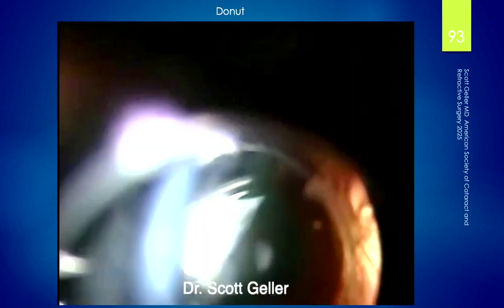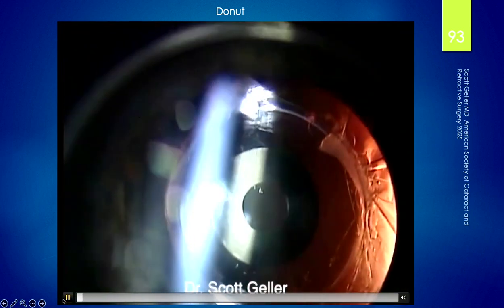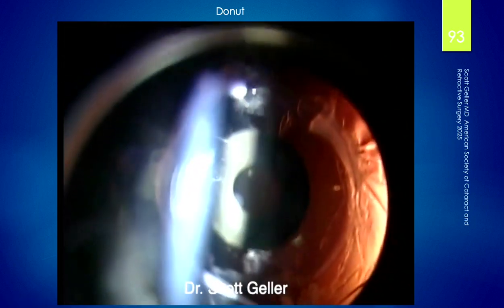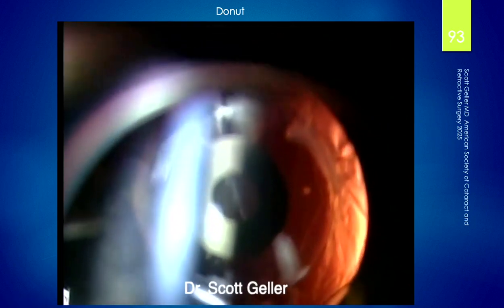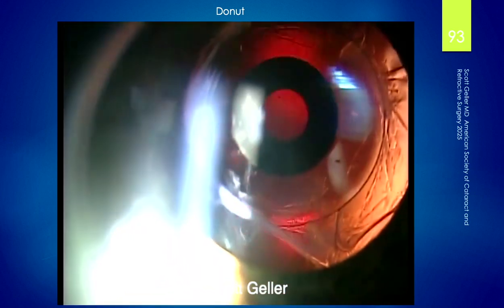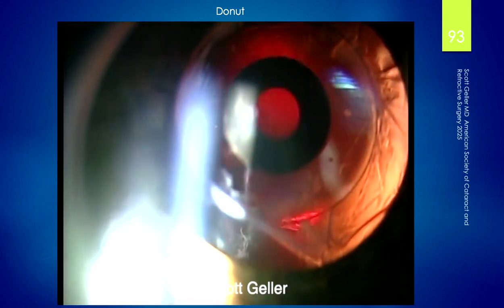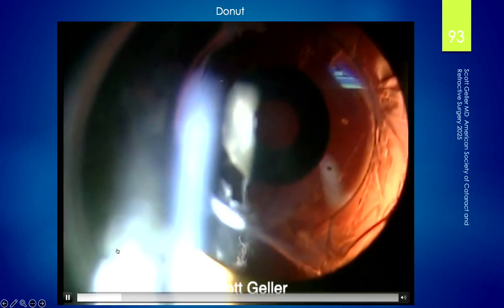Let's go here. What do we got here? Oh, this is one of my MD patients. I call this the donut implant. This patient, I had done floaters in him previously. This is very fascinating. I'm going to stop this for a second.